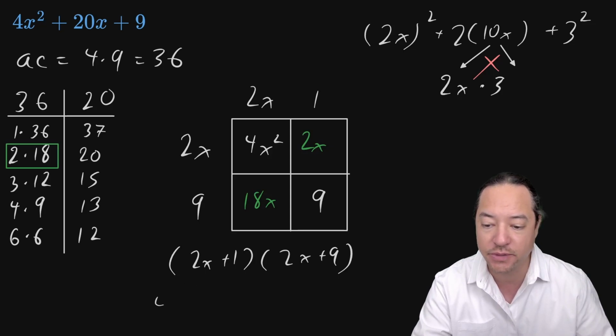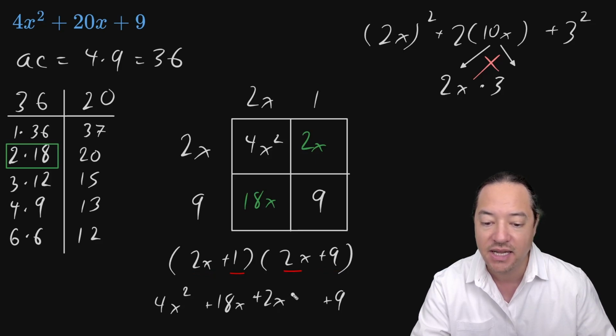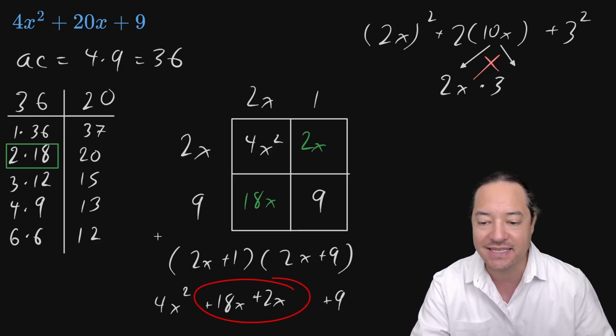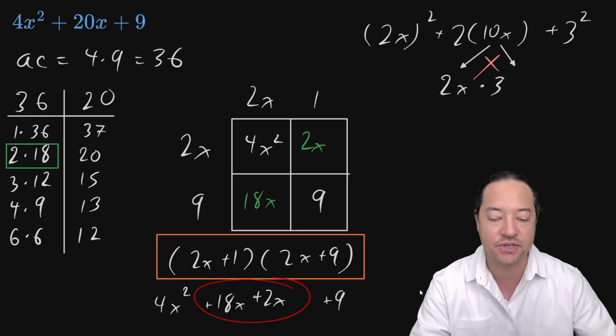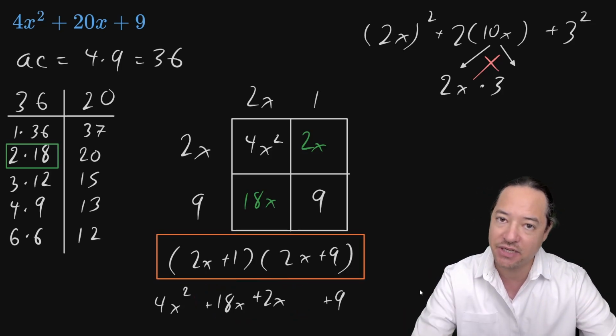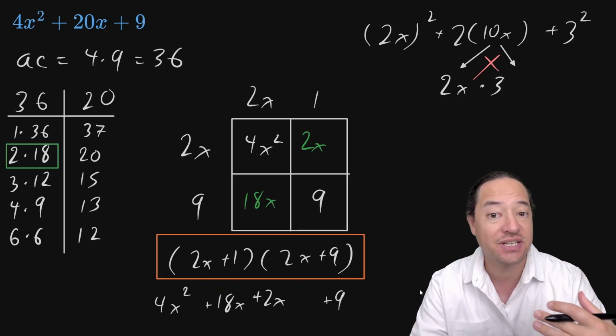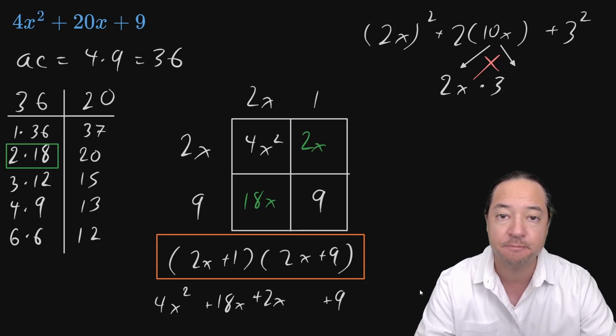And let's FOIL this out just to double check. Of course, in the beginning, we'll get a 4x squared. The first times first, last times last will give us a 9. In the middle, though, outer times outer is going to give us an 18x, and inner times inner, that's going to give us a 2x. That does equal 20x, so yes, this does appear to be the correct factorization. So we cannot use any of those special formulas here. It's just the AC method that we've learned before.